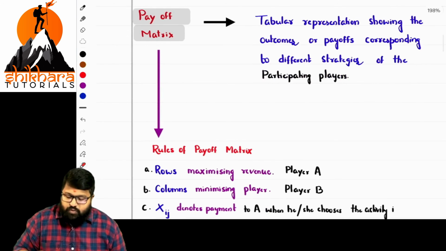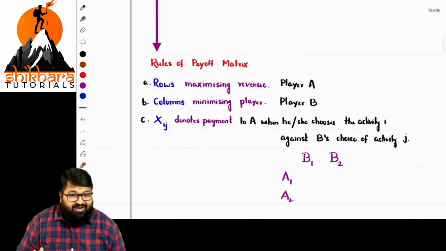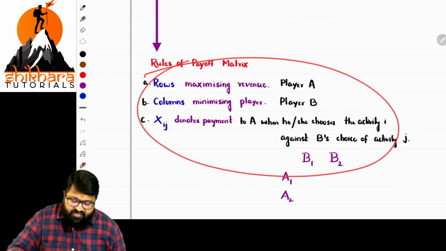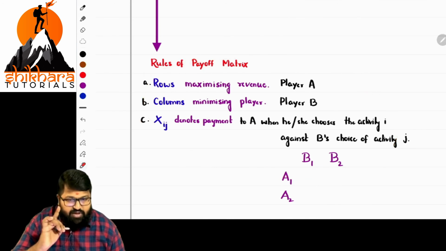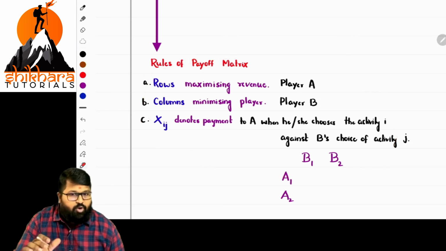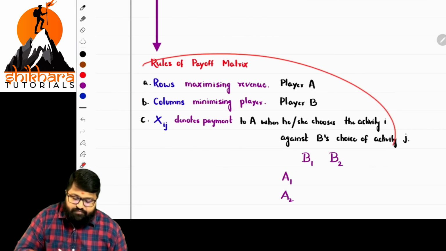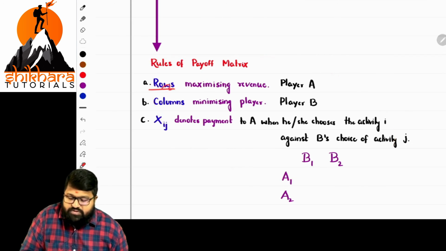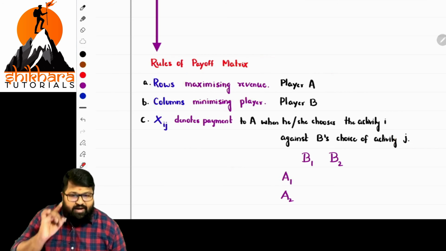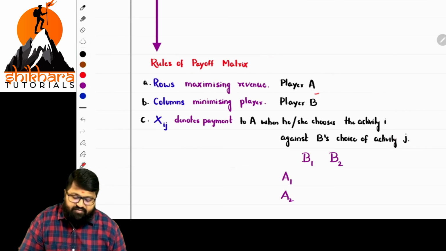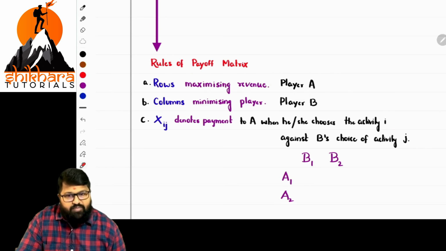Okay, what are the rules, sir? Basically, the rules of the payoff matrix are the most important. They will never change, sir. If they are not giving any proper strategy or proper notation, you take these things and follow them. So rows are mainly regarding what? Maximizing revenue. And to avoid confusion, if the players' names are not given, or if names are given but in a bigger size, go with player A.